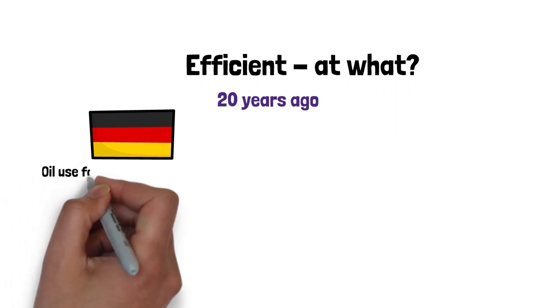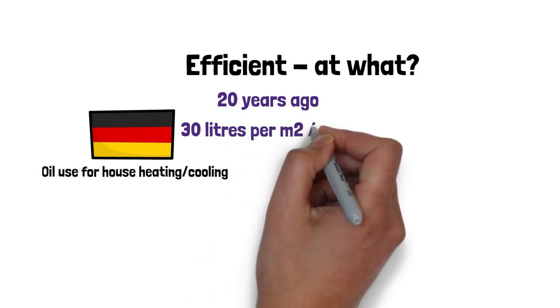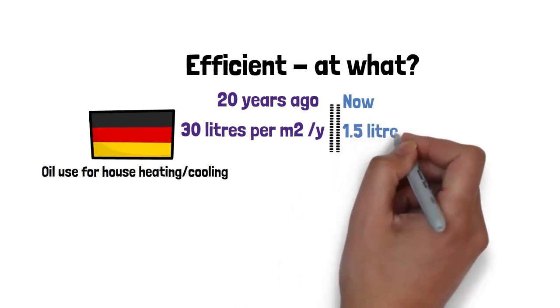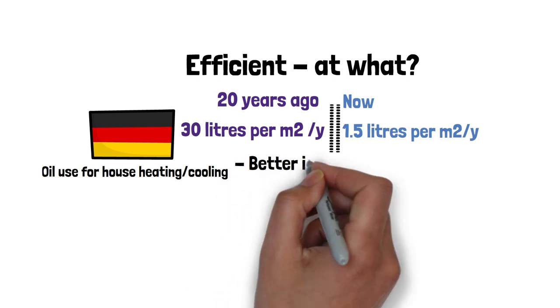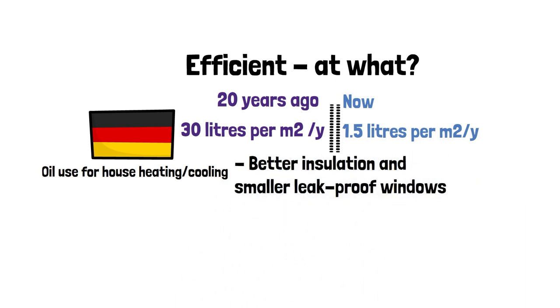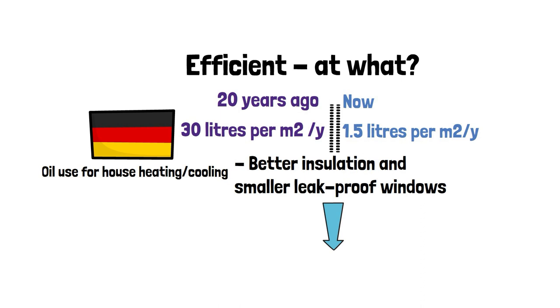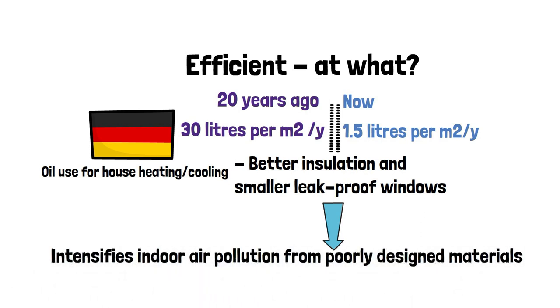Efficient at what? Here's a nice example. In Germany, 20 years ago, the standard rate of oil used for heating and cooling the average house was 30 liters per square meter per year. Today, with highly efficient housing, it is 1.5 liters of oil per square meter. This increase in efficiency is often achieved through better insulation and smaller leak-proof windows. Although these strategies are meant to optimize the system and reduce wasted energy, this actually reduces air exchange rates, which intensifies the concentration of indoor air pollution from poorly designed materials.